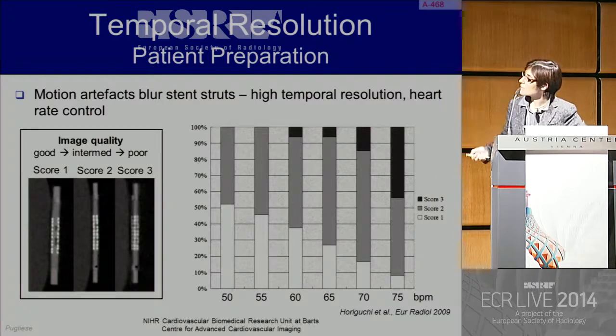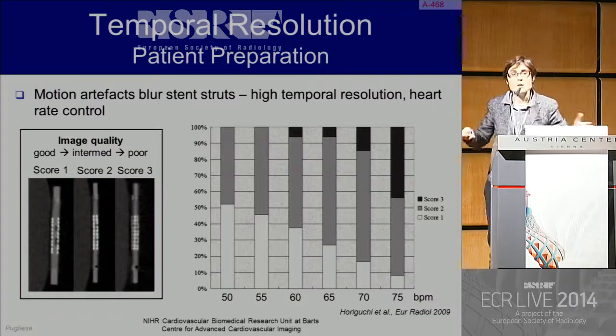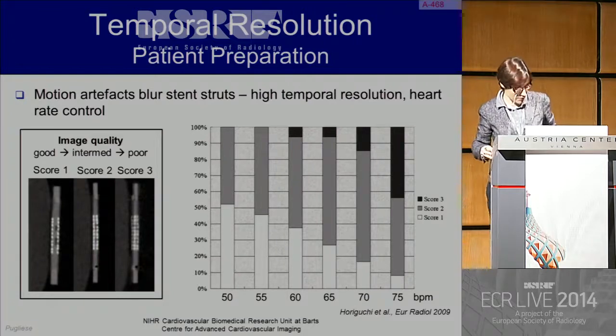This is a study that looked at a phantom, and by imaging the phantom at different simulated heart rates, they found a much better image quality when the heart rate was lower, which is not entirely surprising.